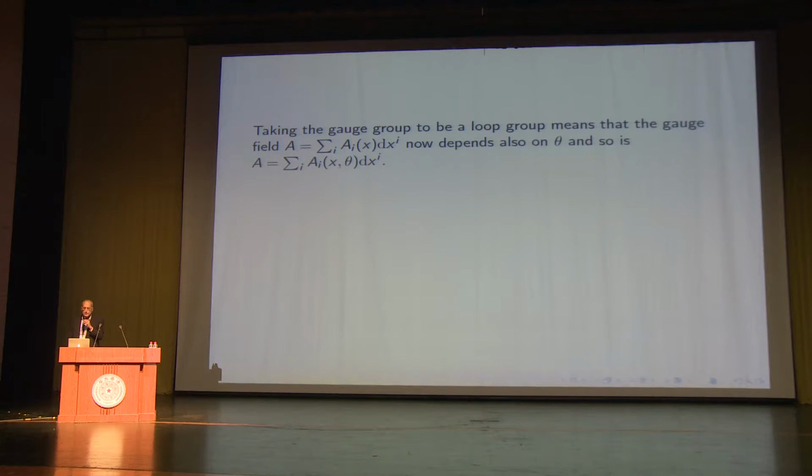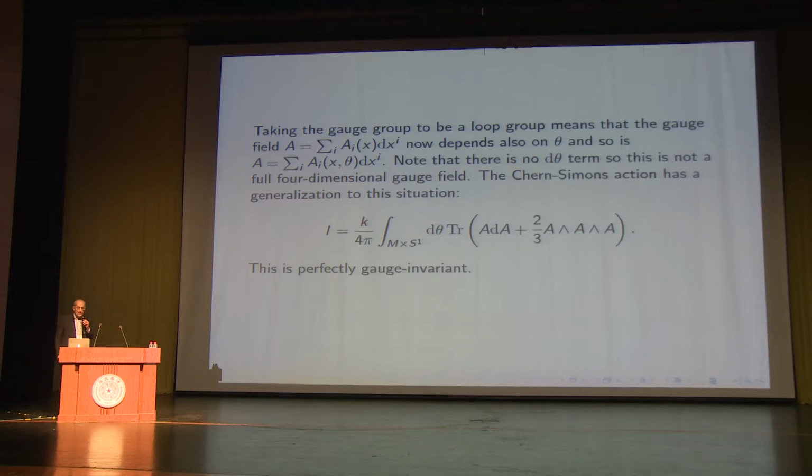Now, taking the gauge group to be a loop group means that the gauge field now also depends on theta, and so we could write it like this. But it's important that there's no d theta term, so this is not a full four-dimensional gauge field. The Chern-Simons action can be generalized. We still have a Chern-Simons 3 form, and if we multiply it by the 1 form d theta, we can integrate it over M times S1, where S1 is the loop. This is perfectly gauge invariant. So this is the classical Chern-Simons action of the loop group.